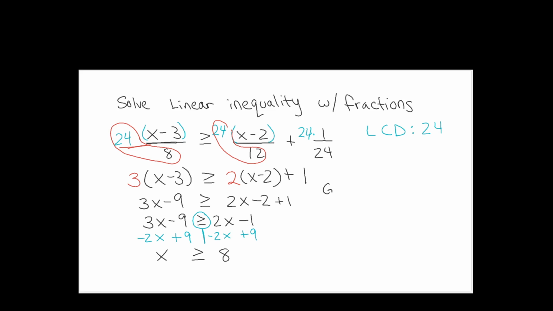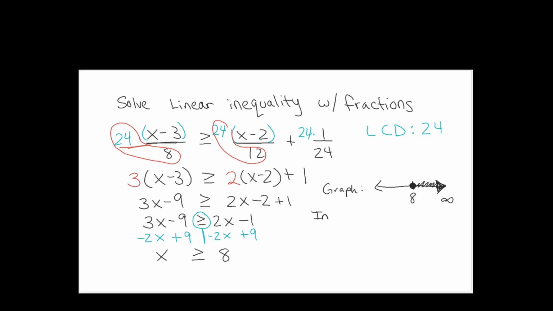And let's go ahead and graph our solution. If we were to graph it, we would start at 8. All right, 8 is included, so we use a solid circle, a closed circle. It's greater than or equal to, that's why it's included. And x is everything larger than 8, so larger means we go off towards infinity. So there's our graph solution.